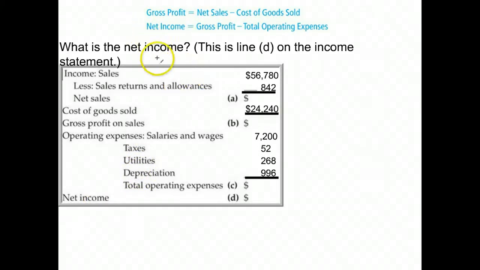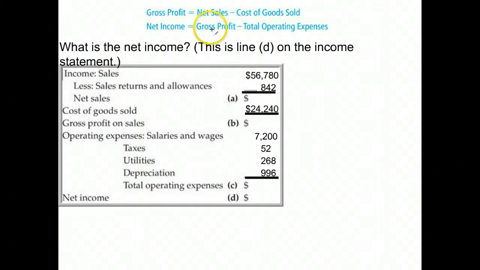Okay, so here we have an income statement. Notice there's sales, then there's the returns, which gives us net sales, cost of goods sold, gross profit on sales, taxes, utilities, all of these other things. We want to know what the net income is.